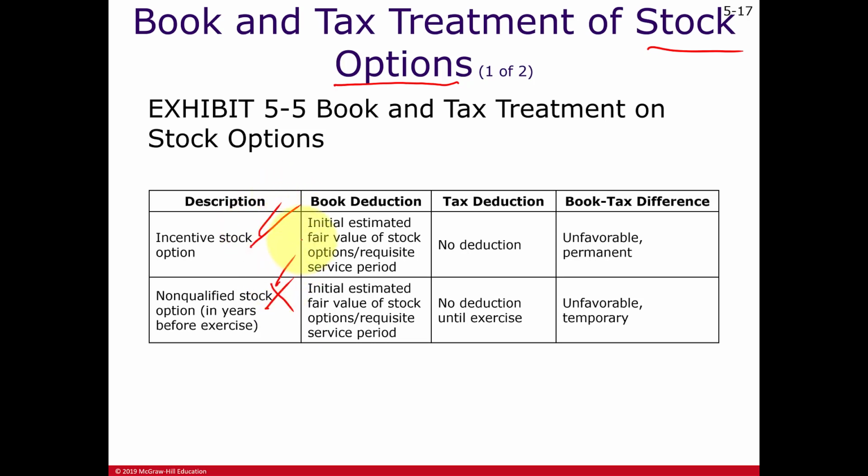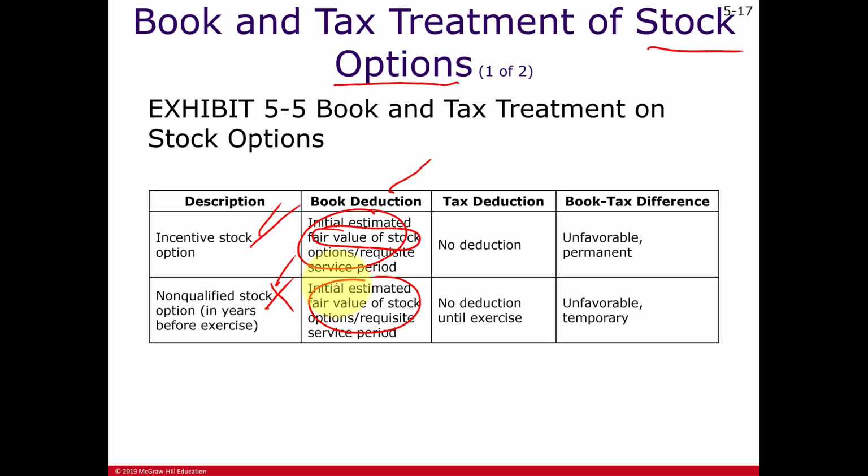incentive stock options and non-qualified stock options, for financial statement purposes, we're going to deduct something called the fair value of the stock options over the period in which the employees earn these stock options, over the period in which they get vested the right to eventually buy the shares at hopefully a lower price versus the higher value in the future. And it's the same for both incentive stock options and non-qualified stock options.